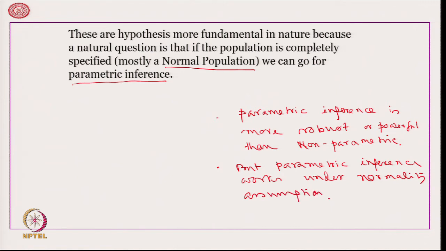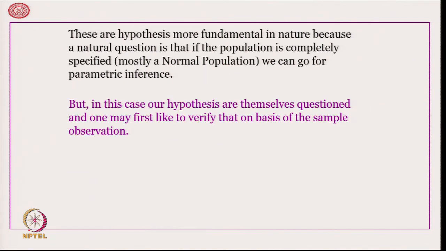So, if we are given a sample and we can test that it is actually coming from a normal population, then we are really happy, because we can use all our parametric inference techniques. That is why sometimes we try to check if the given sample is coming from a standard distribution. The hypothesis that it is coming from a normal population itself can be questioned, and we need to make sure that assumption is correct, and therefore, we like to verify that on the basis of a sample observation.